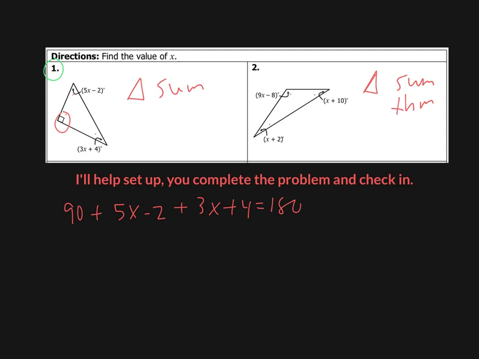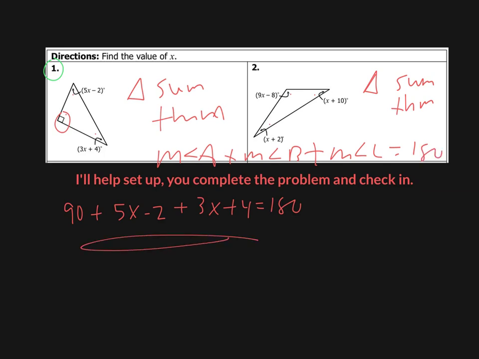And why? Because that's what the Triangle Sum Theorem says, that the measure of angle A plus the measure of angle B plus the measure of angle C equals 180. So this is just a matter of substituting and solving. So get a value of x, and then you're done. How do I know? That's all the question asked for, was the value of x. On number 2, we have something similar. So go ahead and solve number 1, because I'm going to erase this in a second.